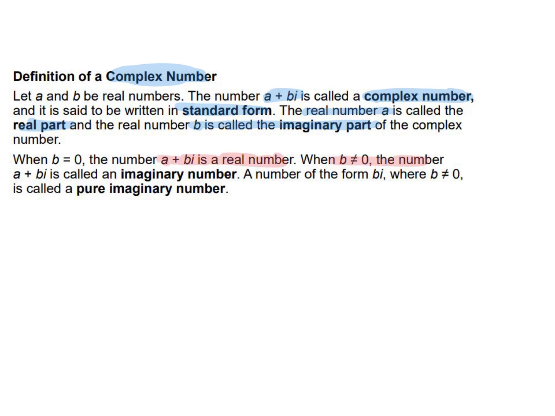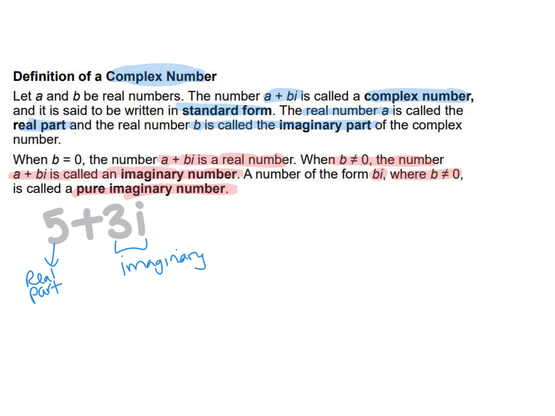When b does not equal 0, the number a plus bi is called an imaginary number. A number of the form bi where b does not equal 0 is called a pure imaginary number. Let me explain by showing you a few examples. If I have 5 plus 3i, then 5 would be considered the real part, and the 3i would be considered the imaginary part. And together, we would call this complex.